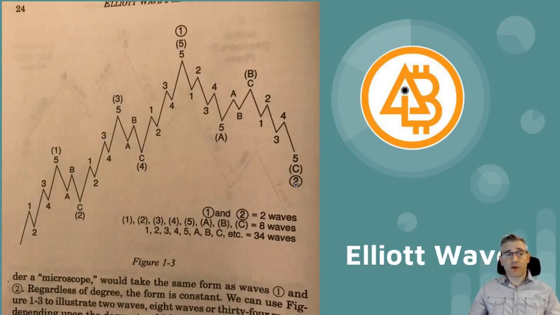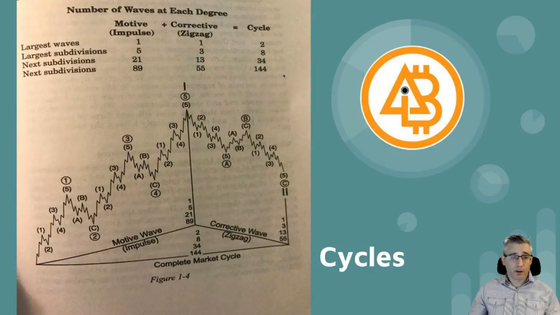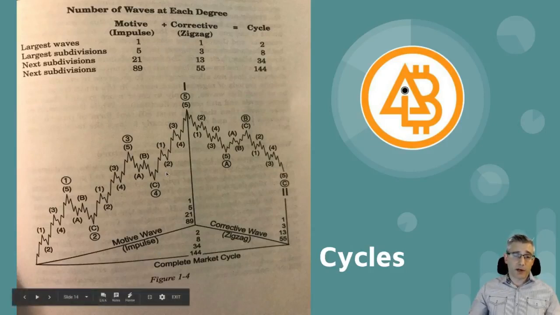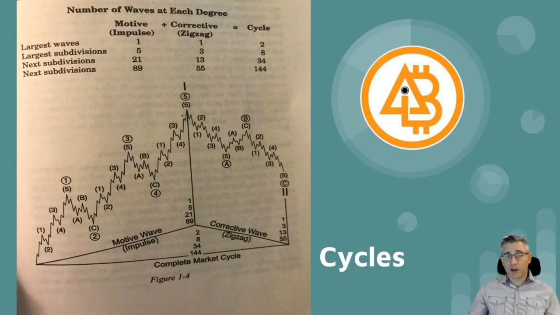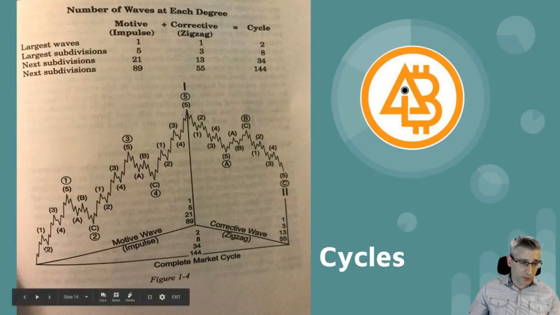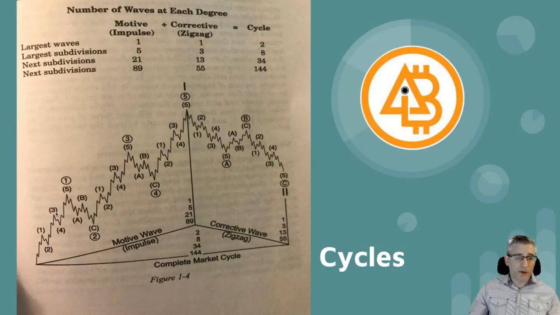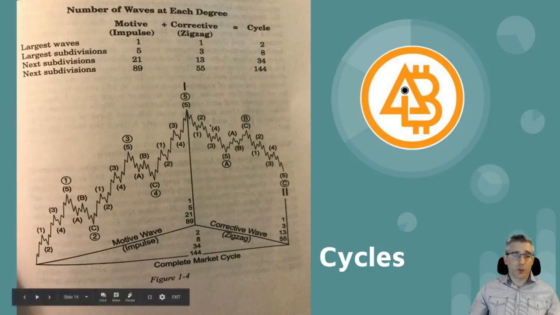So it really doesn't matter whether it's bullish or bearish. It matters where you're looking and what time frame you're looking at. This is the Elliott wave in a full market cycle. You can see the motive wave here telling us the direction the market's going. This is bullish, followed by the corrective wave, which is bearish. So you can see the pattern here: 1, 2, 3, 4, 5, A, B, C, then 1, 2, 3, 4, 5, A, B, C, and 1, 2.